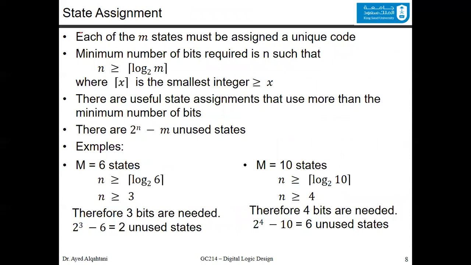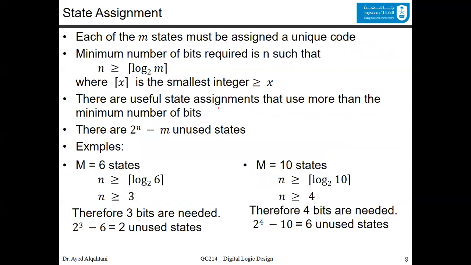Now, to discuss the step of state assignment, you should know that each of the M states must be assigned a unique code. The minimum number of bits required, if we call it n, is such that n is larger than or equal to the ceiling of log m to the base of 2.